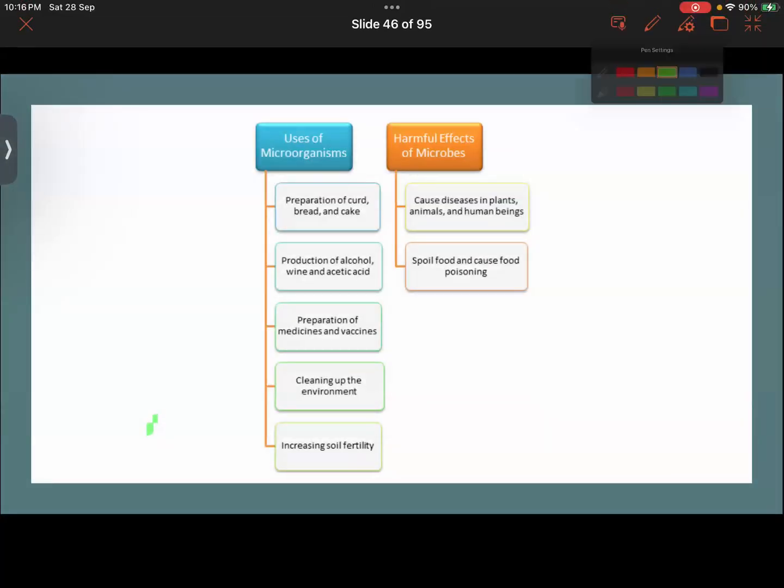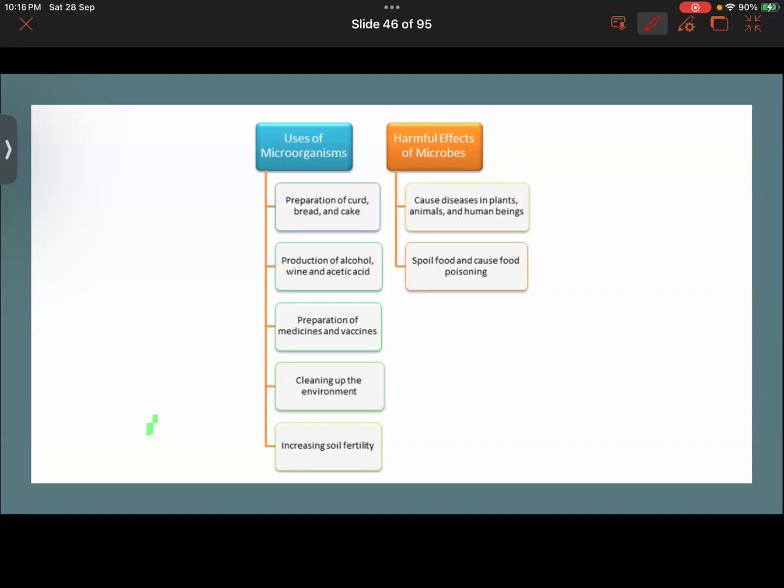Remember, in the beginning I told you that so far we had only been learning about the characteristics of the different microorganisms. The good and the bad part about them we haven't discussed, because I told you that in the later part we'll be learning about them in detail.